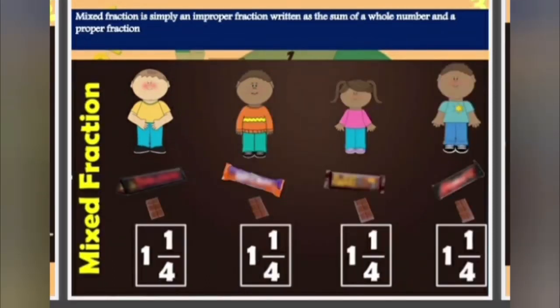Mixed fraction. Mixed fraction is simply an improper fraction which is written as the sum of a whole number and a proper fraction. So there will be a whole number along with a proper fraction. For example, 1 and 1 by 4. 1 is the whole number, 1 by 4 is a proper fraction. So that is mixed fraction.